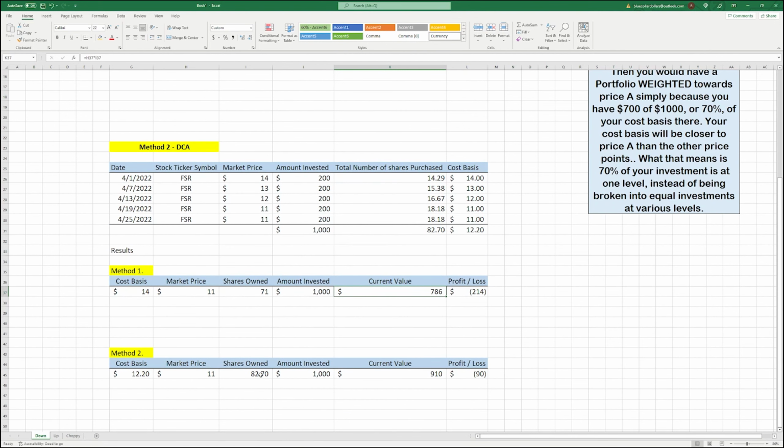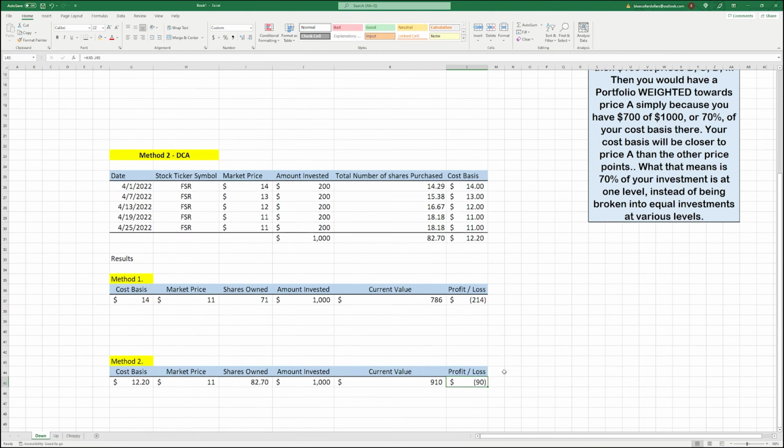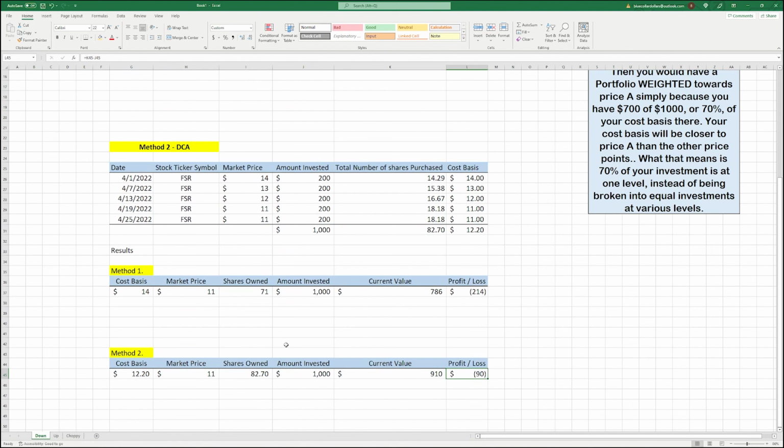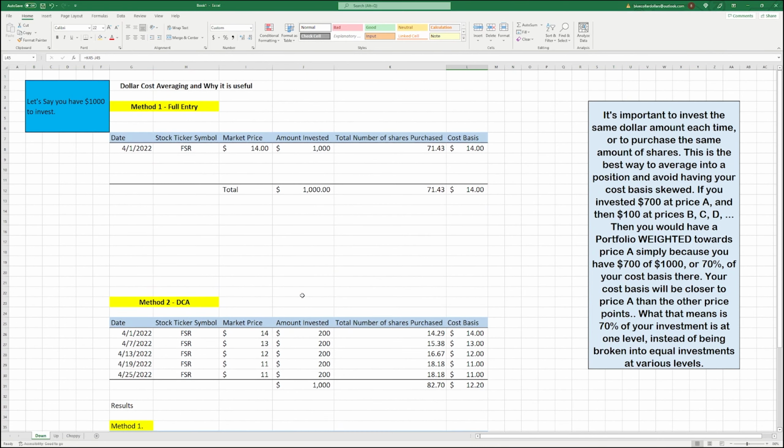Method two, you put in the same $1,000. You ended up with 82 shares. Your current market value now, though, is 910, and you're only looking at a $90 loss right now, which is still under 10%. So you ended up coming out ahead by using dollar cost averaging in this scenario where the stock price is going down. So if you want to buy into a stock and it's going down and you're not sure where the bottom is, you're not sure if it's going to come up, you hear people say average in. Well, this is what people mean when they say average in.